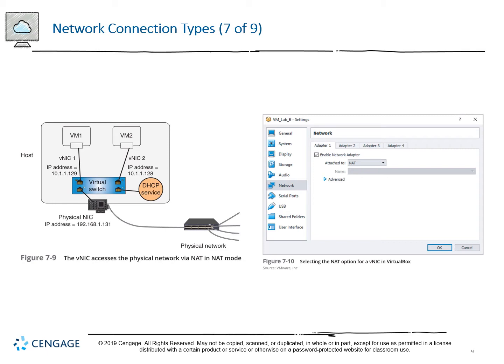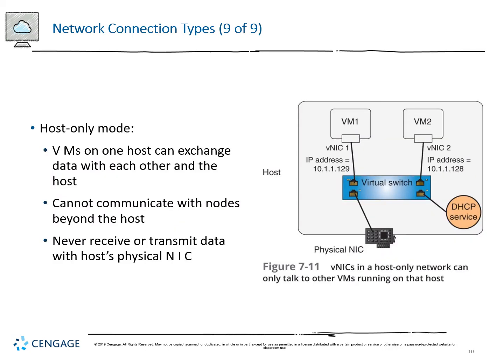Here in the right-hand side, figure 7.10, we can see VirtualBox settings under the network tab to enable or disable the network adapter, and in this case it is attached to NAT. A little callback, we can see that there are 4 different adapter tabs set up, so that is the implicit limitation for network adapters for VirtualBox for this particular machine. Host-only mode is where VMs on one host can exchange data with one another and with the host itself. They cannot communicate beyond the host, and they'll never receive or transmit data with the host's physical NIC.